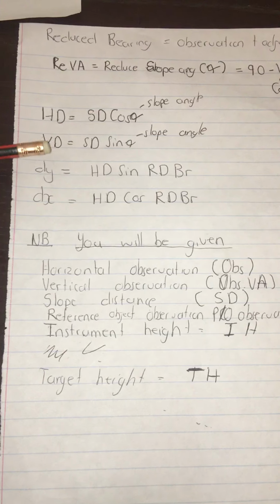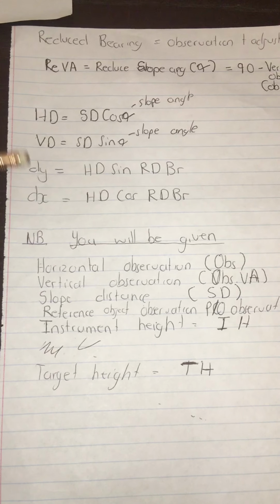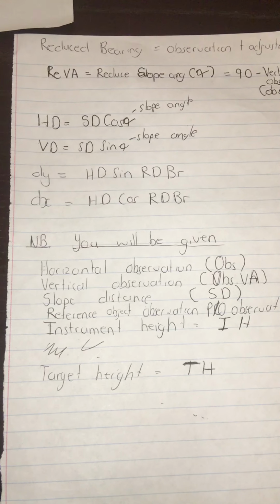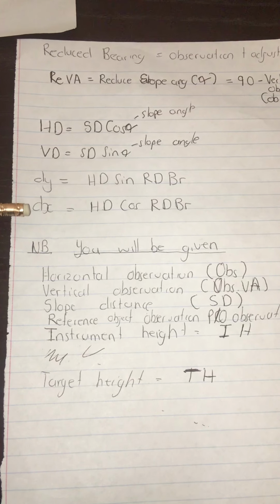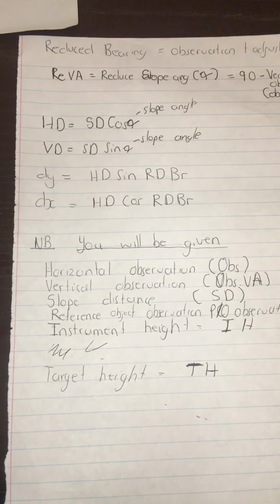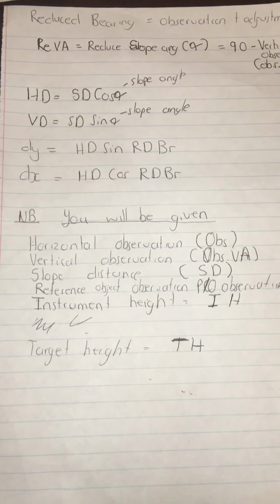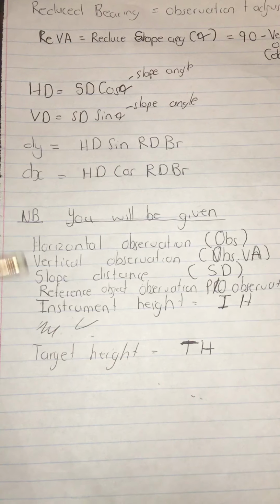And then you also have your VD, which is this equation. You have your dy, which is your change in y. You know that you need your HD and your bearing. And for your dx, which is your change in x, you need your HD and your bearing again. Those are the equations, and you will always be given this when you're busy doing your calculations.